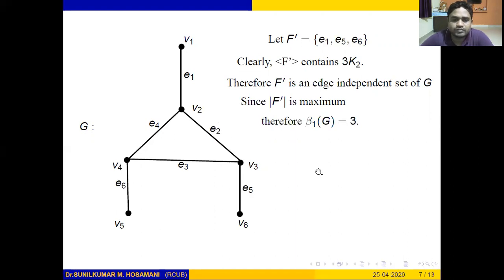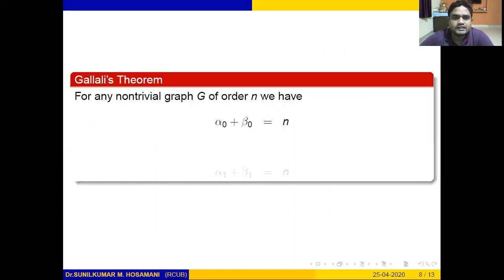I hope all definitions are clear. And a very important theorem related to covering invariants is Gallai's theorem. The theorem statement says that for any non-trivial graph G of order n, we have alpha naught plus beta naught equal to the total number of vertices in that graph, and alpha 1 plus beta 1 equal to the total number of vertices in G.